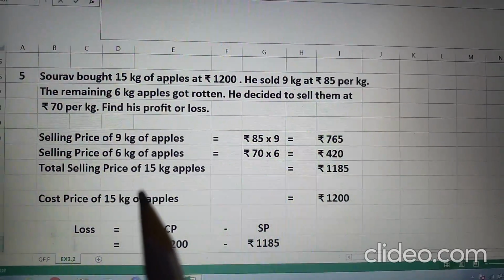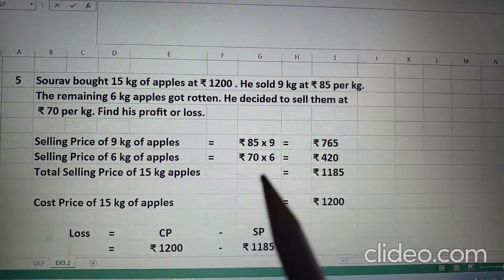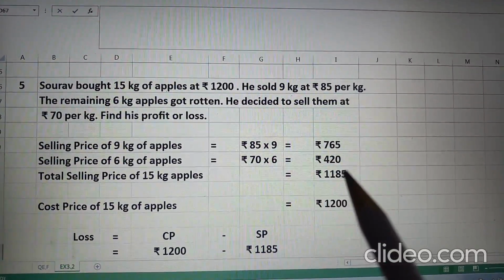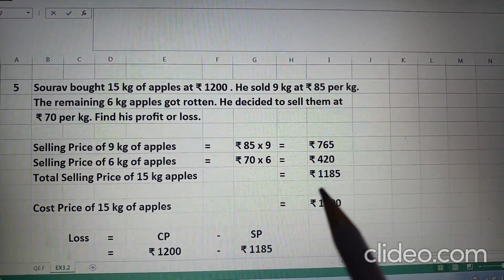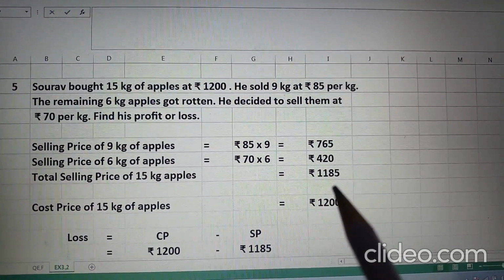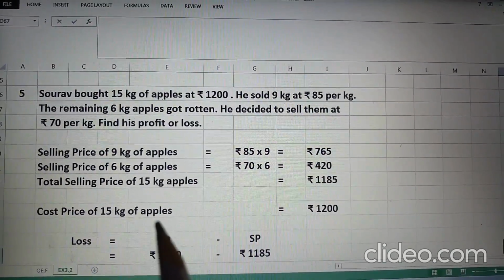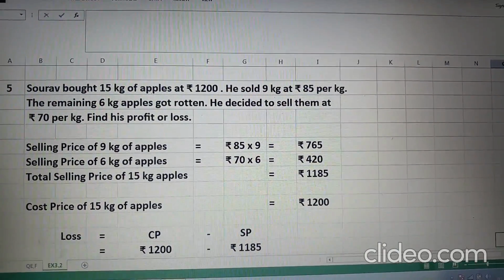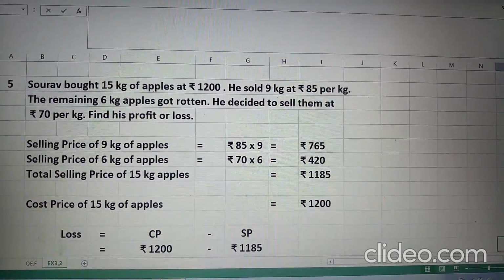Selling price of 6 kg of apples 70 into 6. 70 into 6 equal to rupees 420. Now add these two, we get 1185 rupees. The cost price of 15 kg of apples is rupees 1200. So find out how much was the profit or loss.